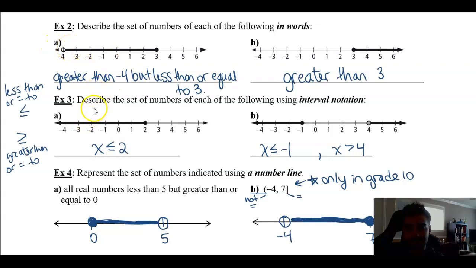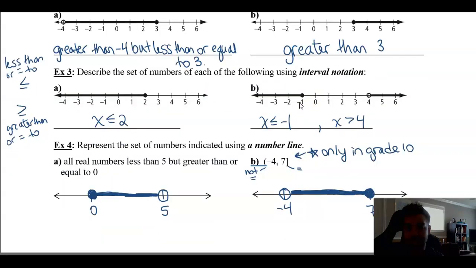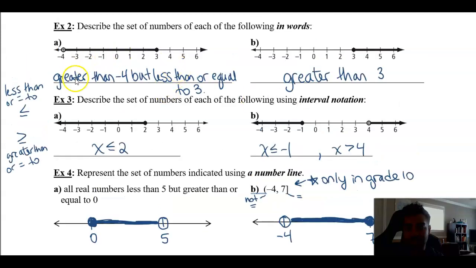So example 3, describe the set of numbers of each of the following using interval notation. So when you're looking at interval notation, we're going to look at, so this is words. This is interval notation, just like when we're using greater than or less than or greater than and equal to or less than or equal to signs. So just a quick review.